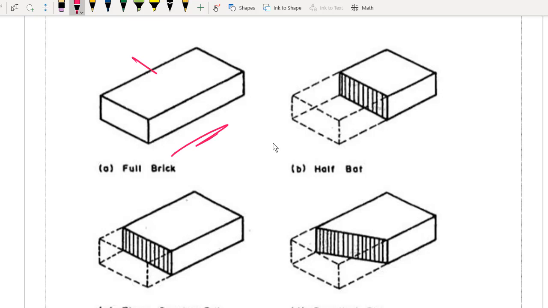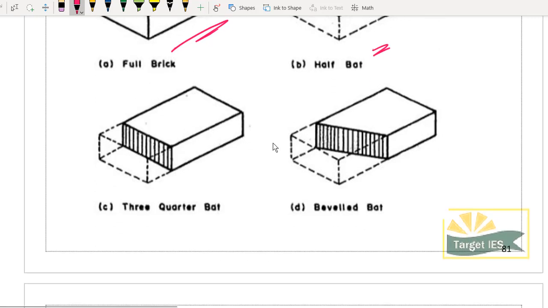Now if you are cutting like this, along the longitudinal, it was queen closer. If you are cutting like this in transverse, we will be calling it half bat. Okay, similarly we have three-quarter bat also, and then we have beveled bat also. If you are cutting like this, we will be calling it beveled bat.